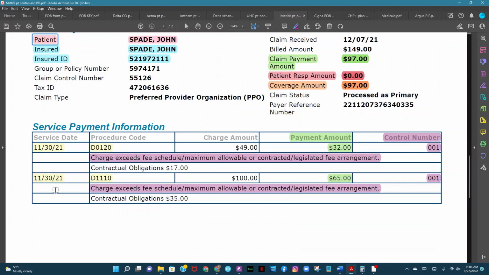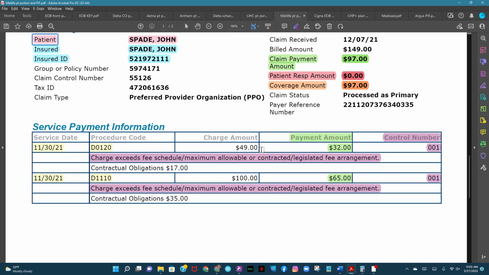Next is the date of service. We have a service date here of 11/30 of 21. The procedure code looks like it was just a cleaning and an exam here. Insurance paid us $97, so you can see the claim payment amount is $97. Patient is responsible for nothing. Coverage amount, or the total contracted fees, is $97.